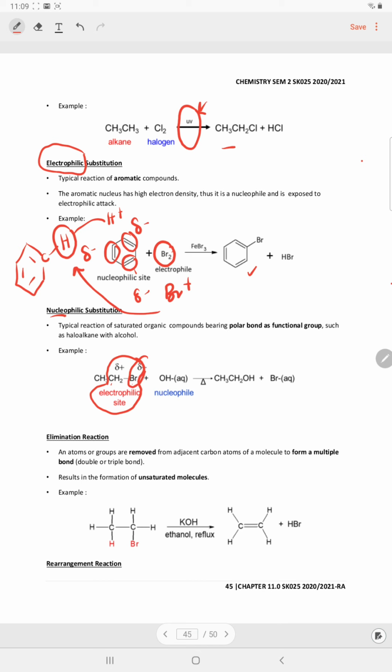Functional group kita adalah bromine. So bromine keluar, dia akan jadi Br minus. So yang masuk tersebut adalah OH minus. So this we can call nucleophilic substitution reaction.